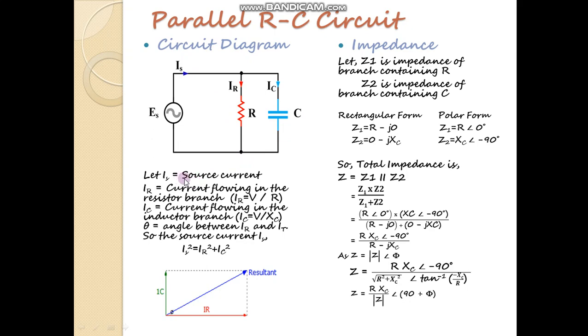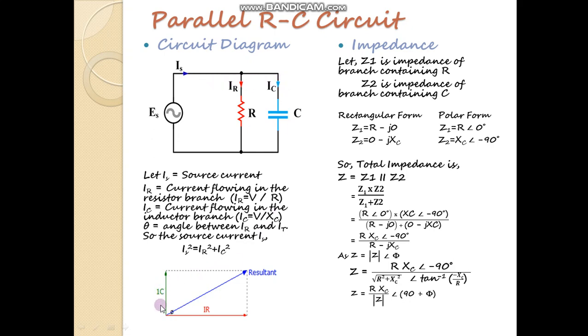Let IS be the source current. IR will be the current flowing in the resistive branch, that is IR equals V by R. IC will be the current flowing in the capacitive branch, and IC will be V by XC. Then the total current IS gets divided into IR plus IC, so it will be the phasor addition of IR and IC.